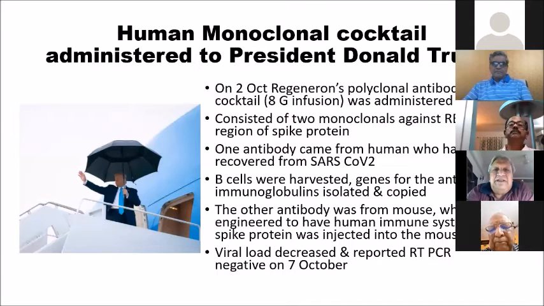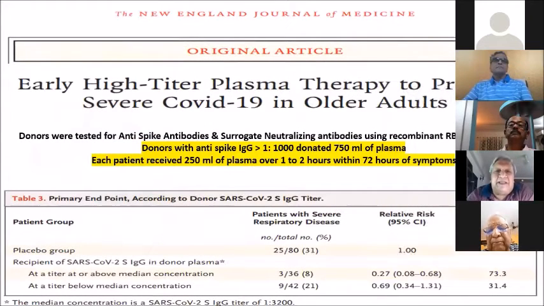You would also remember that experimental monoclonal antibodies were used in then President Donald Trump when he was reported as RT-PCR positive for COVID, and within a few days he was back in office and campaigning. There has also been a report that if the donors had anti-spike antibodies of more than 1,000, and the plasma is given within 72 hours to persons who are not vaccinated, then it will save them from progressing to severe disease.